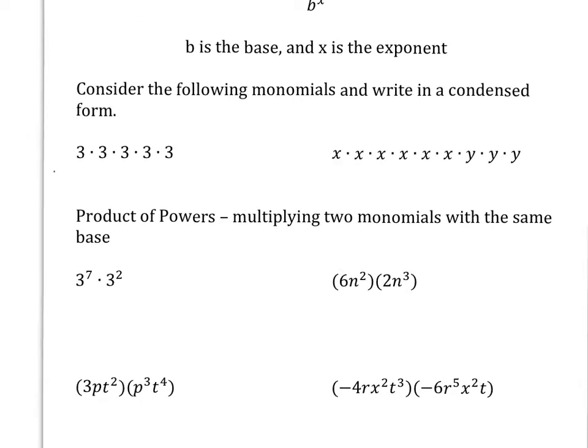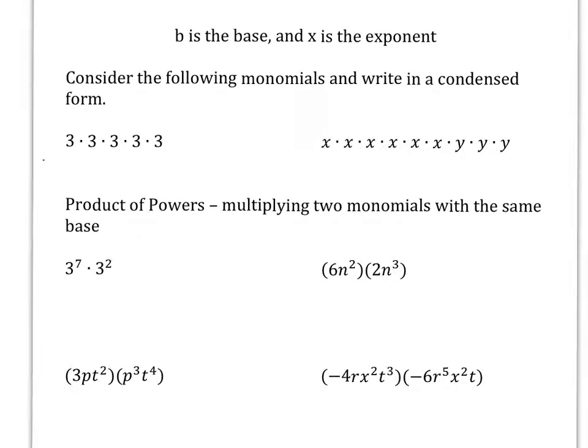Consider the following monomials and write in a condensed form. So here I see 5 threes, right? 1, 2, 3, 4, 5. So how I could write this out with exponents and a base would be 3 to the 5th power, because there's 5 threes. Actually, I could simplify that one step further and say 3 to the 5th power is 243, but I'm just going to leave it written as a base and an exponent.